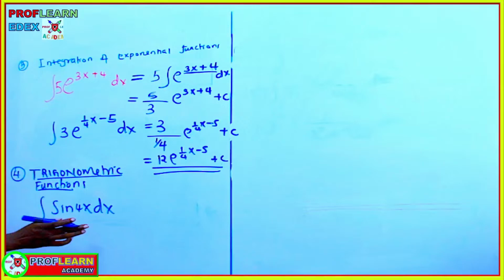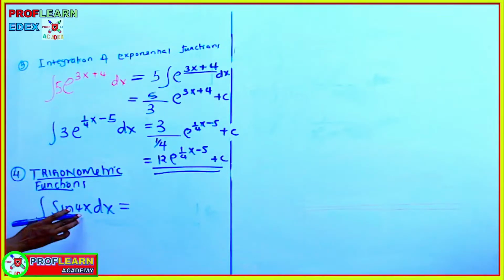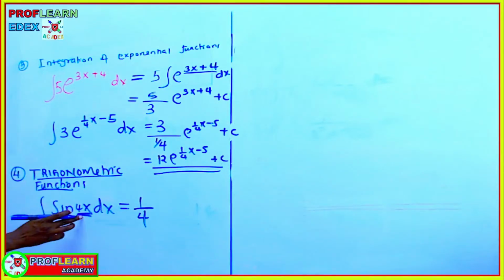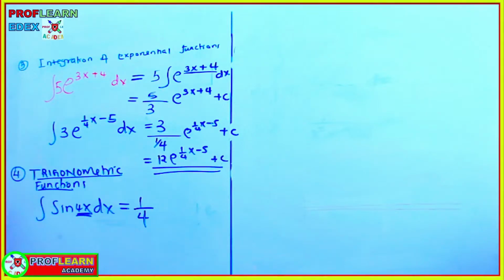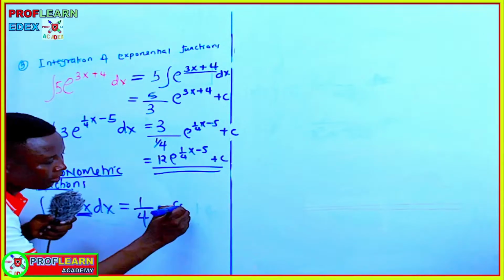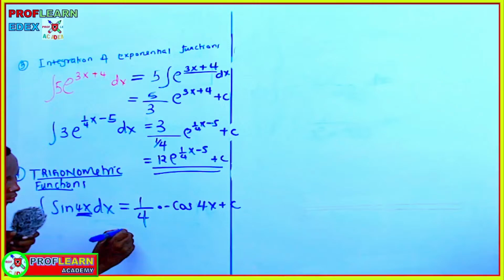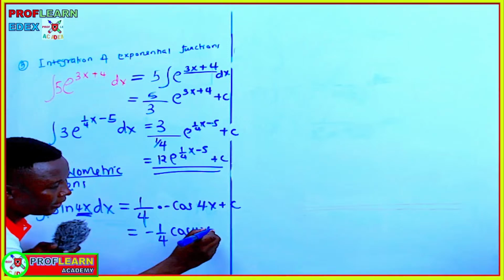Now, how do you perform this? Remember, if you integrate sine x, but if you are having a variable here, 4x, you are going to say 1 over 4, because if you differentiate this, you are going to get 4. So you are going to say 1 over 4 of this. You are getting it from this point. And then you now integrate the sine itself. So this is going to be negative cos 4x then plus c. So finally, we're going to have negative 1 over 4 cos 4x then plus c.